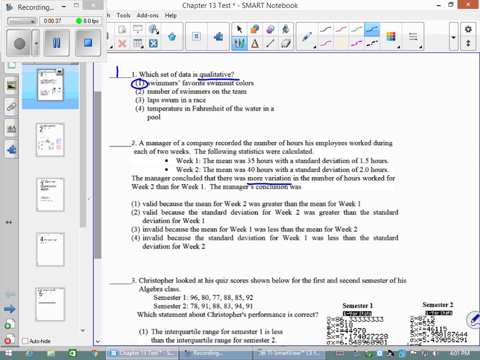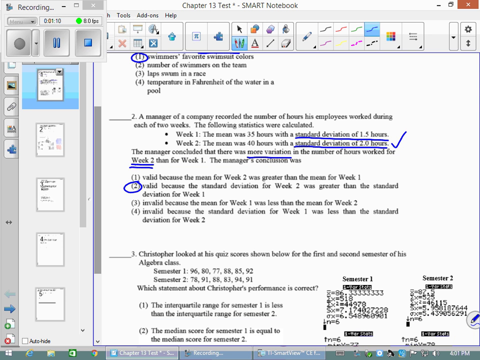So in week 1, they give us a mean of 35 with a standard deviation of 1.5, and in week 2, the mean was 40 with a standard deviation of 2. So week 1 had a smaller standard deviation than week 2, whereas the manager was telling us that he or she thought there was more variation in the number of hours worked in week 2 than week 1. So the manager was saying that week 2 had more variation, which does go along with our data because the standard deviation is larger in week 2.